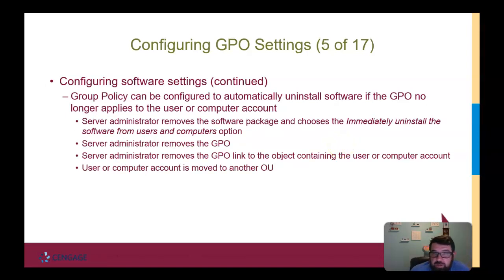And then group policy can also be configured to automatically uninstall software if the GPO no longer applies. So basically, you can remove the package, and there's an option that says immediately uninstall the software from users and computers. That is going to then cause it to uninstall that software next time that it goes to check for group policy objects. The computer does that, is what I mean.